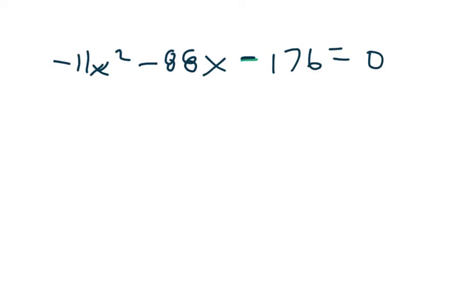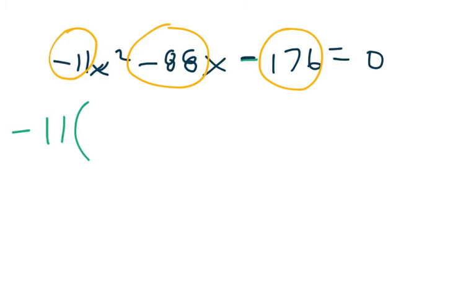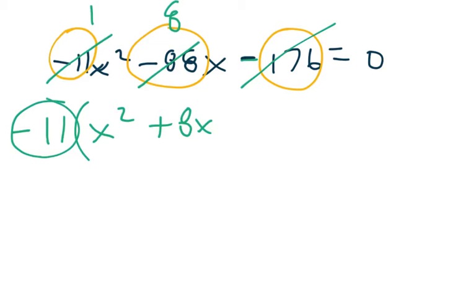I could solve this now, guys, but first, let's look at our numbers. Negative 11, negative 88, negative 176. I hope you guys realize I can divide by a negative 11. So I'm going to divide by negative 11. Here, negative 11 divided by negative 11 is simply 1x squared. Negative 88 divided by negative 11 is simply 8x. Let me make that a little bit neater. Negative 176 divided by negative 11 is going to be a positive 16.